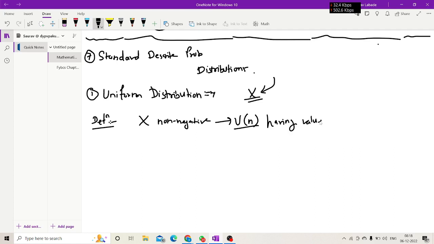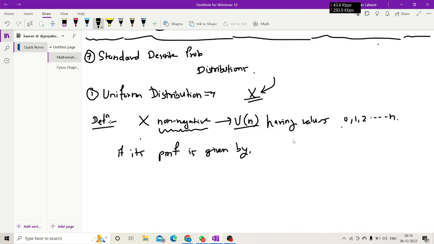having values. Since it is a non-negative variable, the values will be 0, 1, 2 up to n. So a discrete random variable X having these non-negative values is said to follow the uniform distribution with parameter n if its PMF. PMF means probability mass function.